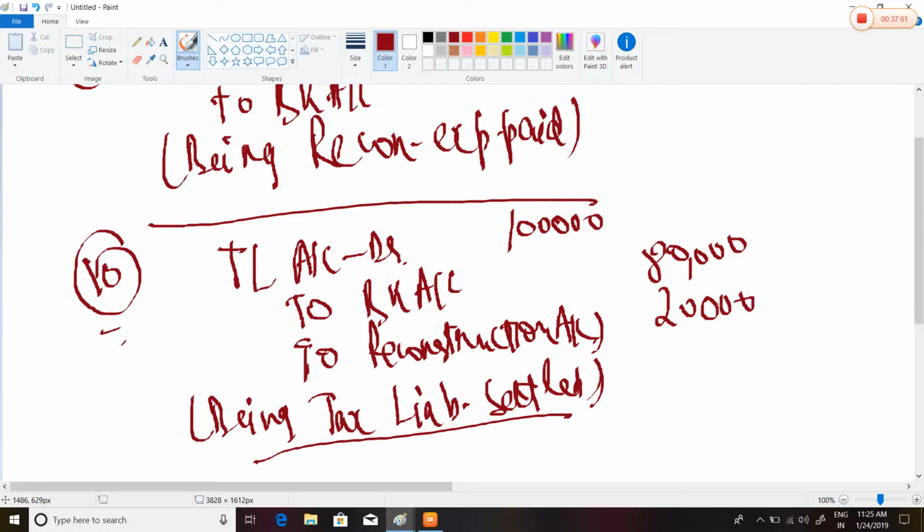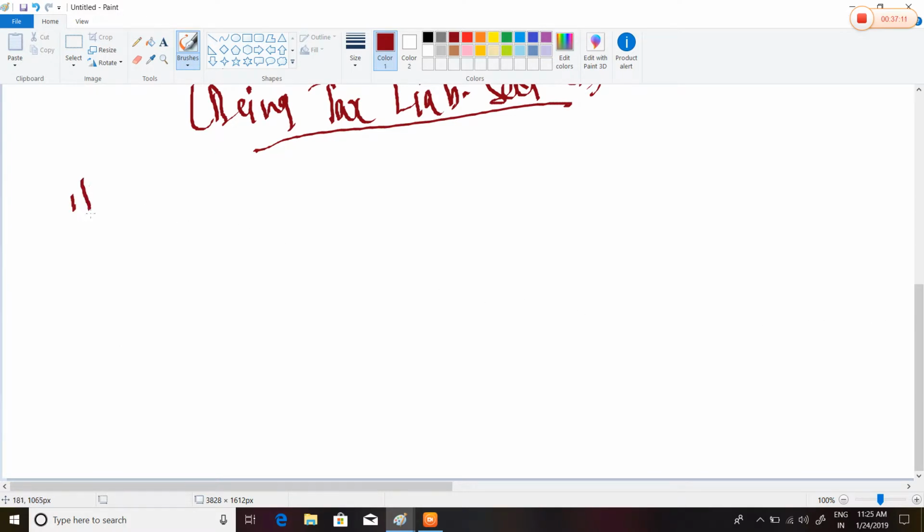Our journal entries are finished now. One big entry is still left. 11th entry. The assets are revalued as under: land and building 28 lakhs, plant machinery 4 lakhs, inventory 7 lakhs, trade receivable 3 lakhs, computers 1 lakh 80,000, furniture 1 lakh, trade investment 4 lakh. And they've also asked to write off goodwill, patents, loss in profit and loss account, and discount on issue of debentures. Okay.